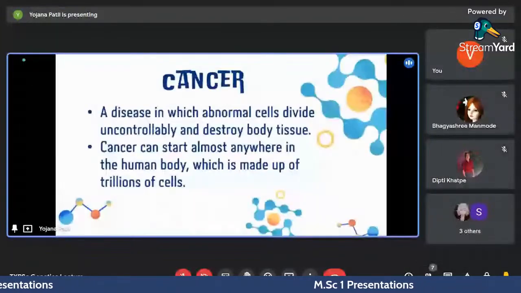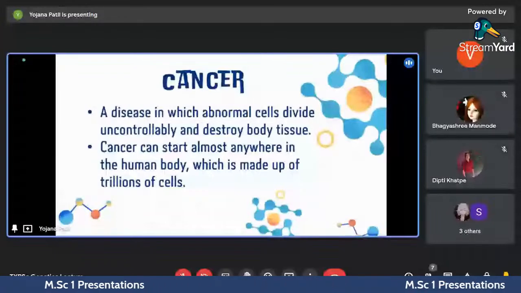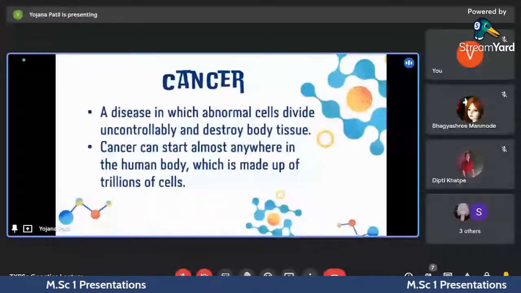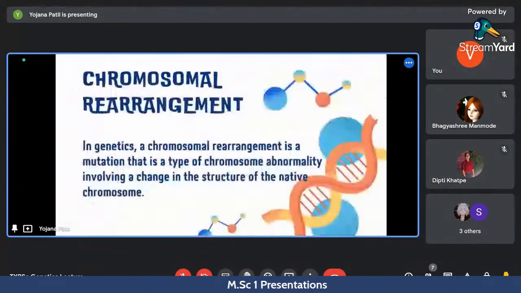So first, let's see what is cancer. Cancer is nothing but a disease in which some of the body cells divide rapidly, abnormally, and uncontrollably, and they can invade the nearby tissues and spread to other parts of the body. Now let's see what is a chromosomal rearrangement.